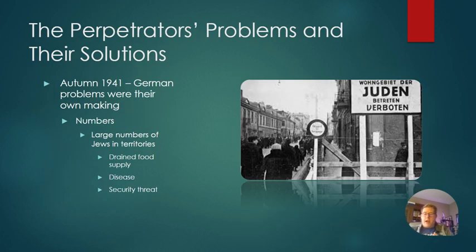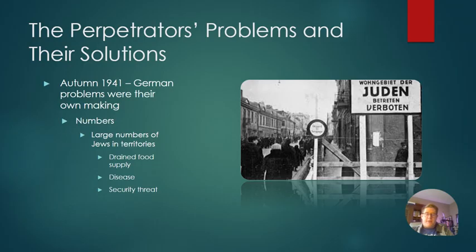By autumn 1941, some of the Germans' problems were of their own making. One of the largest ones being numbers. There were a large number of Jews in territories under German control. Remember, we've talked about the ghettos and a bunch of other experiences of these massive communities of Jews.